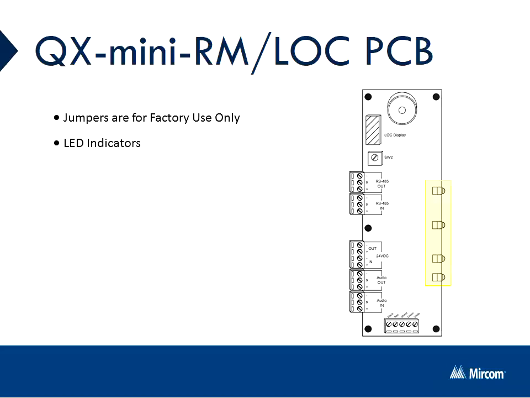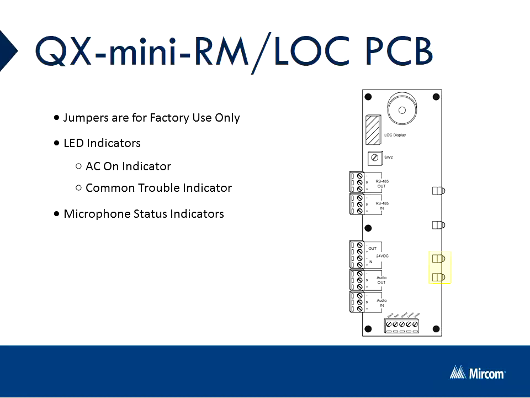The LEDs on the right side of the board from top to bottom are as follows. AC power. When this LED is lit, you know that both the remote mic or LOC have AC power and are able to function. Under that is the common trouble LED. This LED turns on if there are any trouble conditions on the QX Mini system.